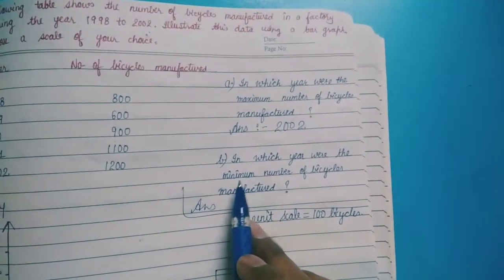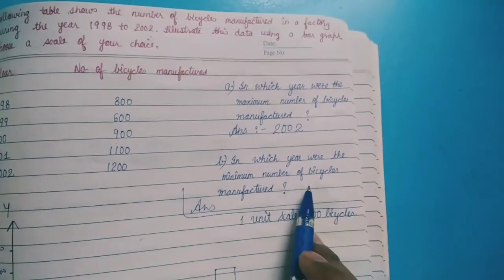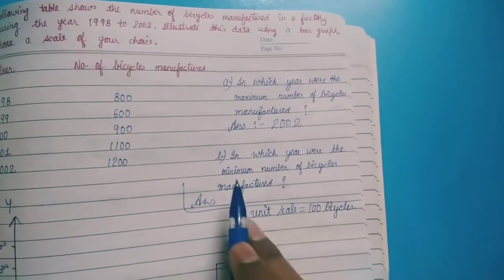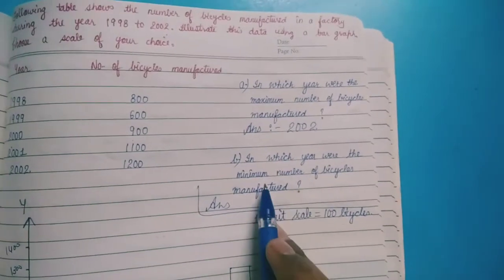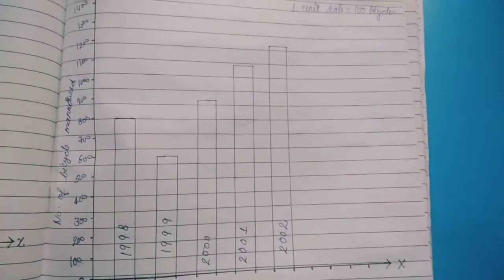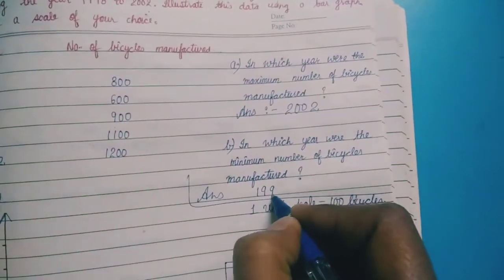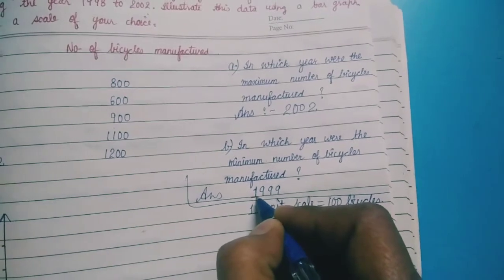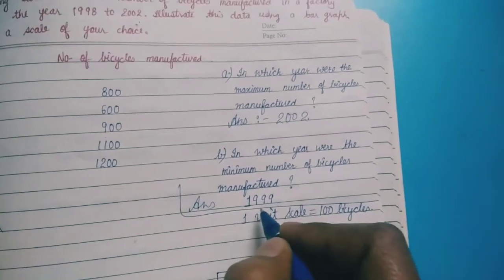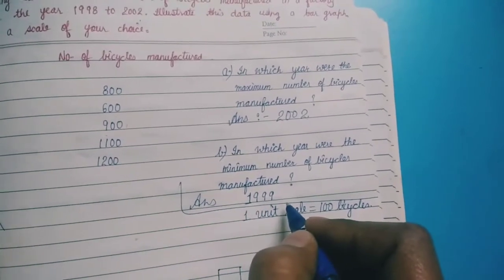And question B: In which year was the minimum number of bicycles manufactured? Minimum means less. So we will simply look at the shortest bar, which is 1999. It means in this year the manufacturing of cycles was very low.